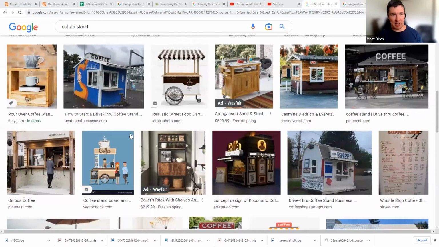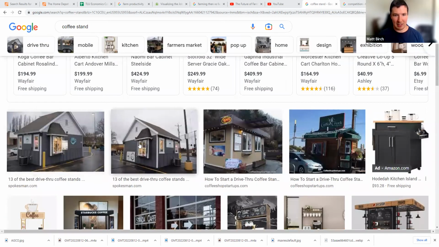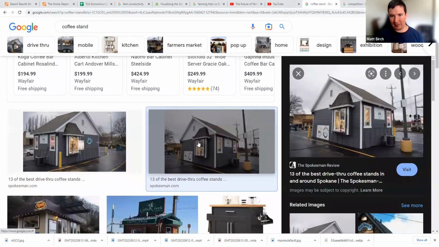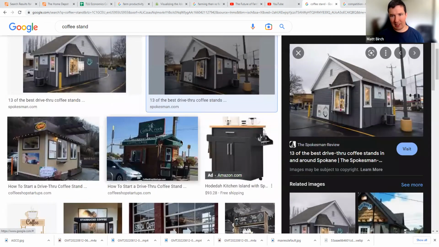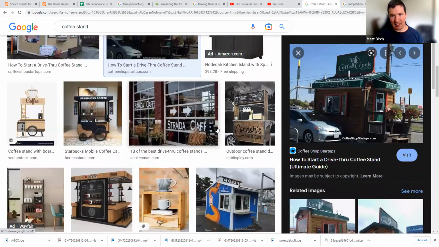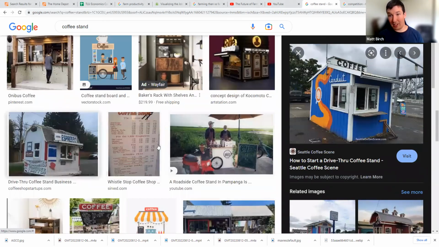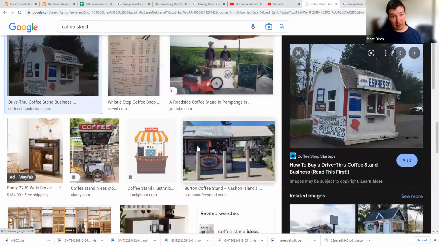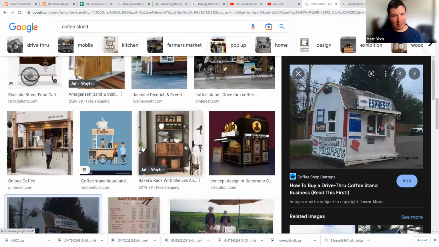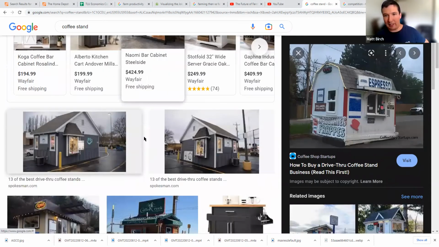For instance, where I'm from, there was this big thing with these little, you've probably seen them, little coffee shops that are usually in the driveway, in the parking lot of some larger business. Okay, you know the type? I know you've seen them around where you live too. So let's take a look at these and figure out why I consider these to be fairly competitive.